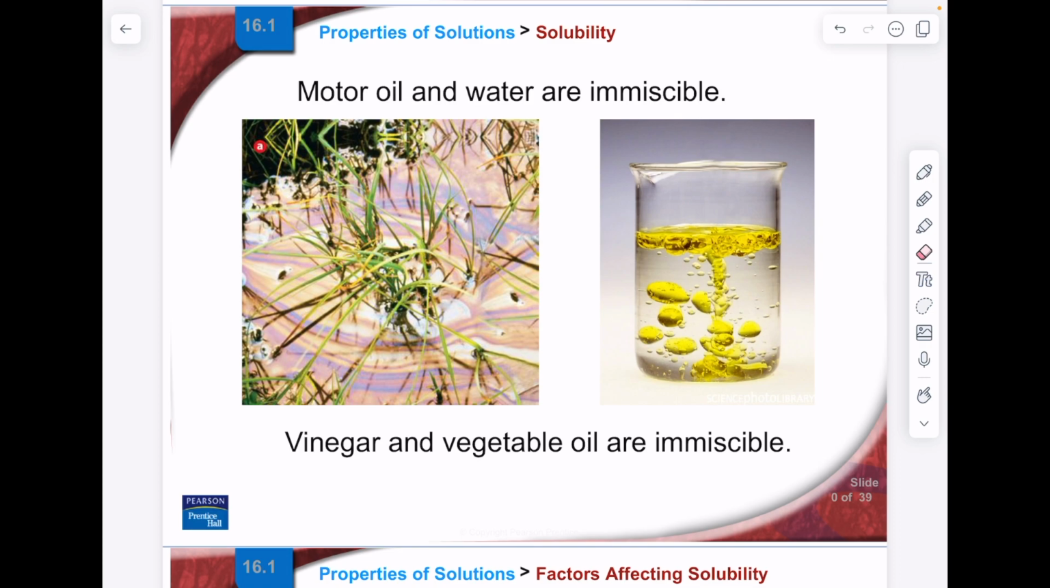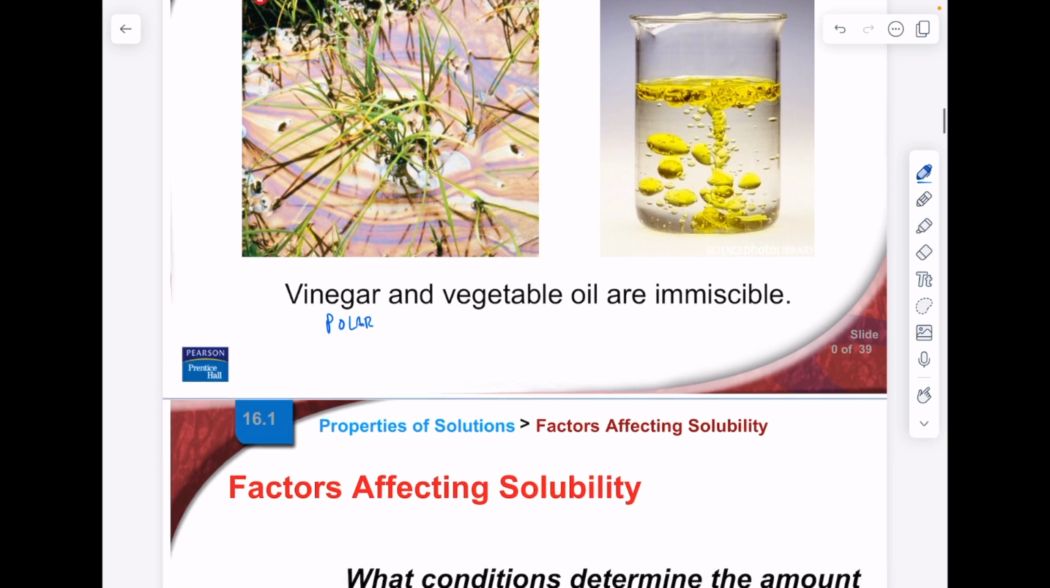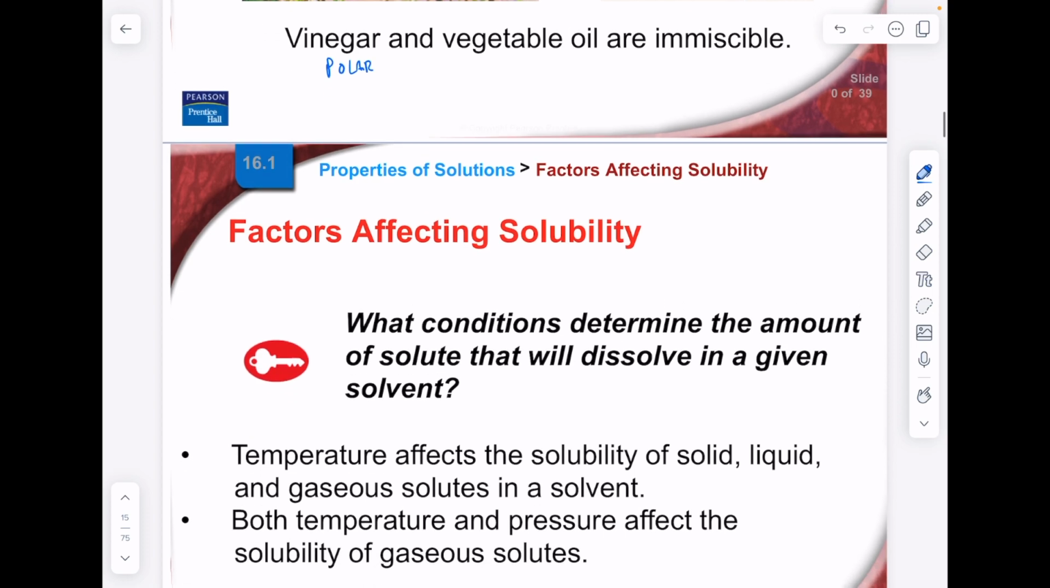Now, vinegar can dissolve to some extent in water. You can dilute the vinegar. You do that in cooking because vinegar contains acetic acid, and acetic acid is a polar molecule. And of course, water is polar, so like dissolves like. But vinegar and vegetable oil don't dissolve in each other very well at all, just like water and vegetable oil don't dissolve in each other. Vinegar is already a water solution.